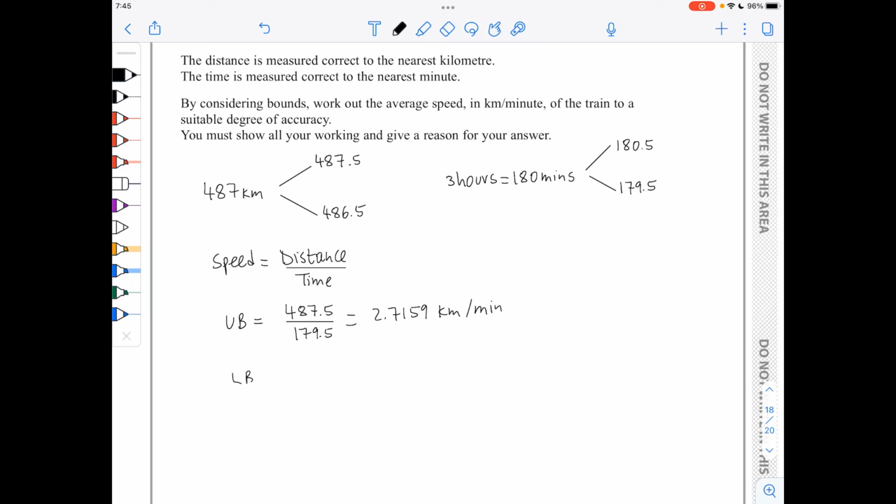For the lower bound, I'll be taking the minimum distance over the maximum time, and this gives an answer of 2.6953 kilometers per minute. So even though we don't know exactly the value of the speed, we know that it surely lies between 2.7159 and 2.6953. Now notice that both these numbers agree to 1 dp. They both give 2.7, or correct to 2SF, they give the same answer.